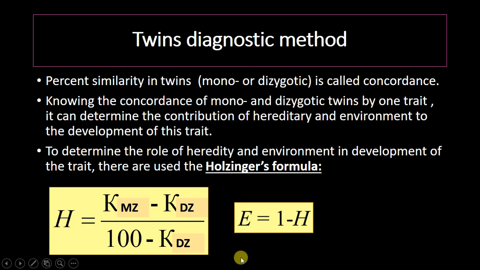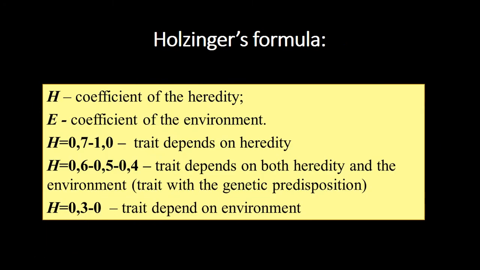And the second part of the formula is the coefficient E. It means environment, the role of the environment in the determination of the trait. Coefficient E equals 1 minus H, 1 minus the coefficient of heredity. And again, H is the coefficient of heredity, E is the coefficient of the environment.